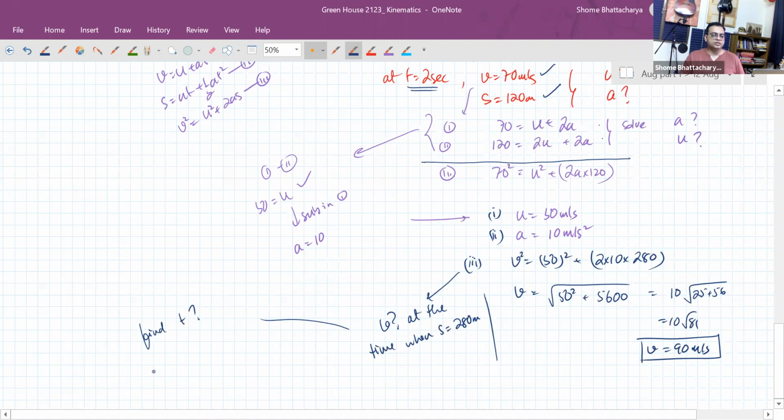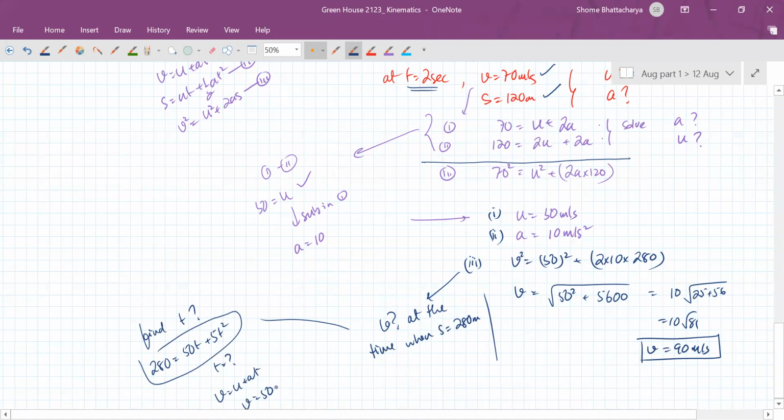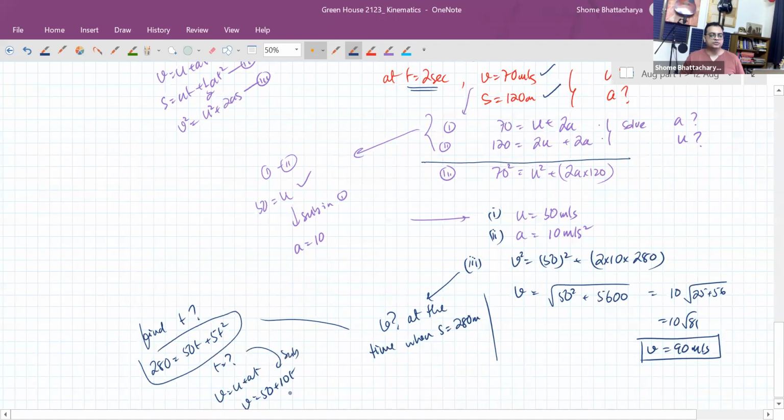For that, use the equation 280 = ut + half at square, that is 50t plus half at square, which will become 5t square. From this, solve for time, and then use the equation v equal to u plus at. So velocity at that moment would be 50 plus 10t. Substitute that time here and then we can find the velocity. But that's a two-step process, and it's lengthy.